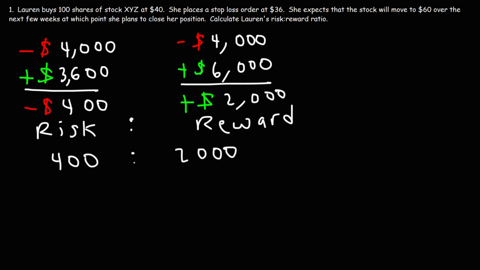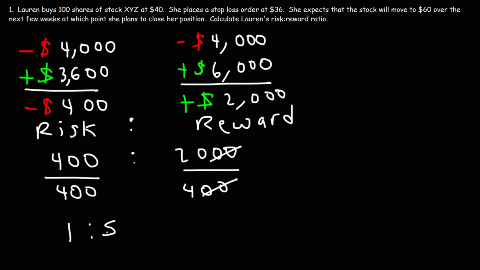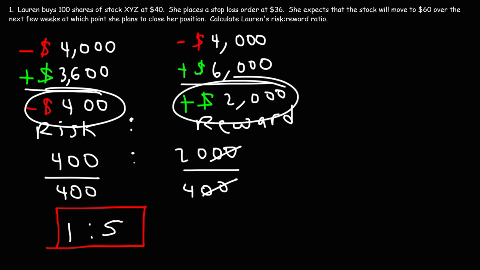Now, we want the risk to be 1, and we want to calculate the reward when the risk is 1. So what we're going to do is divide both numbers by 400. 2,000 divided by 400, if you cancel the 2 zeros, becomes 20 divided by 4, which is 5. So in this problem, her risk-reward ratio is 1 to 5. For every $1 that she risks, she can potentially make $5. But in this example, she's risking $400 to potentially make $2,000.